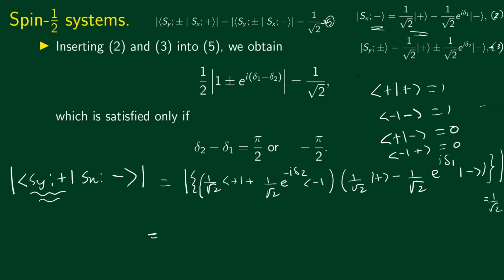Now we take the combinations here. This means that 1 by 2, we need to take only the non-zero combinations. 1 by 2 plus 1 by 2 e raised to, there's this minus i delta 2 and i delta 1.